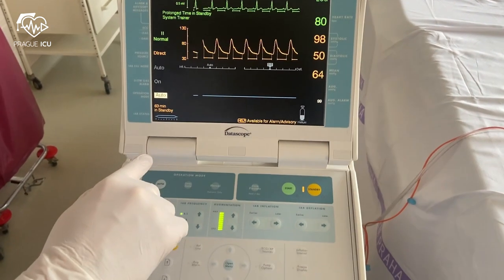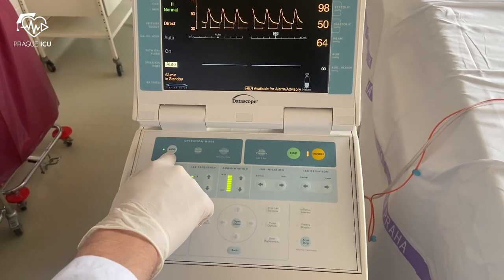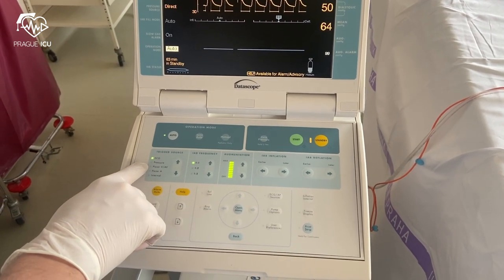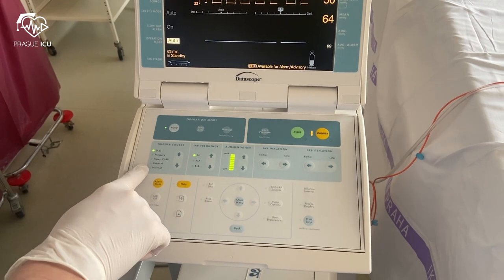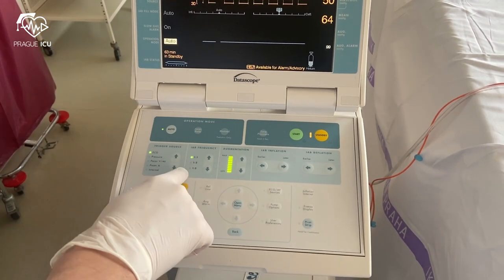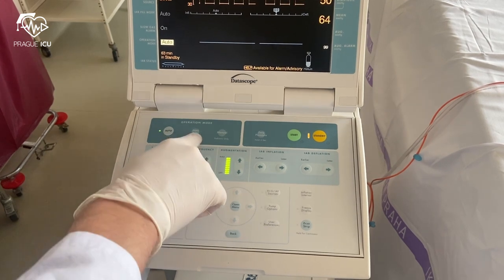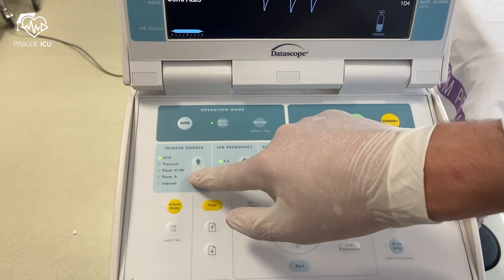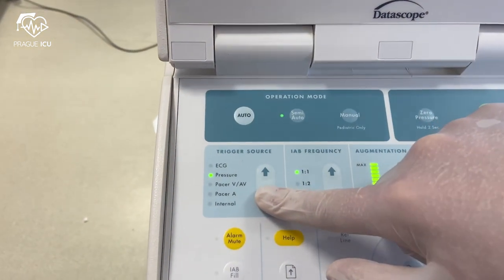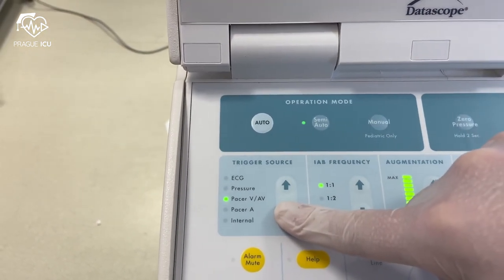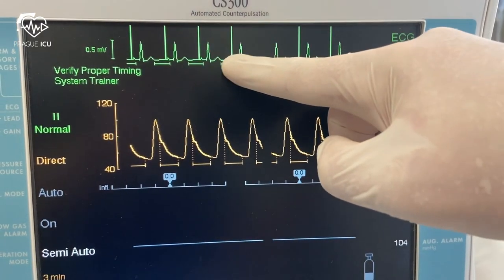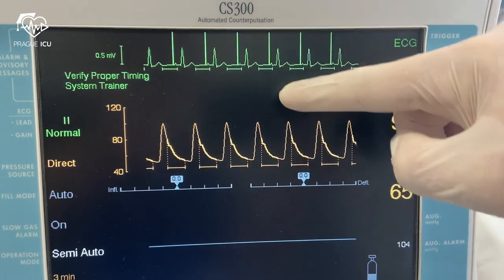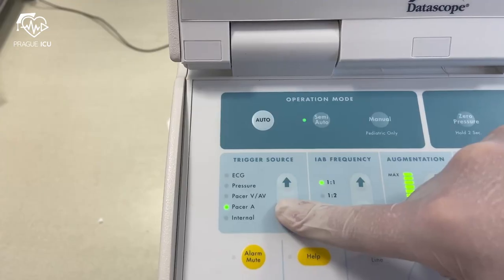In most cases, we use the auto operation mode, which is characterized by an automatic lead and trigger selection, so you are unable to choose the trigger source. In semi-auto operation mode, the operator selects the most appropriate lead and trigger source. Again, ECG would be the most preferred source of triggering. Atrial pacer might be rarely used if there are A spikes larger than R waves, hence interfering with correct triggering.